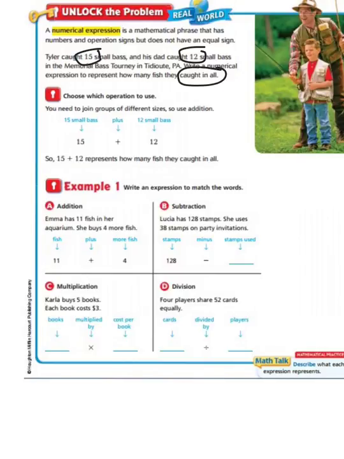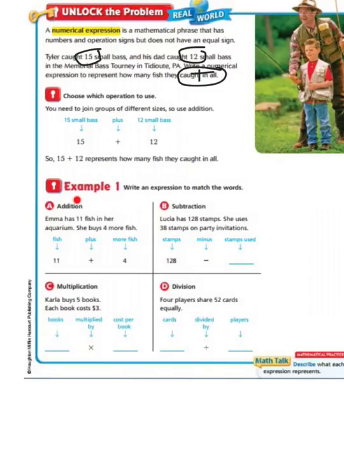Well, when you have two different numbers that we need to join together to get a total, we know that we need to use addition. So we are going to use 15 small bass plus 12 small bass. So 15 plus 12 represents how many fish they caught in all. It's not asking us to find the sum, it's asking us to write a numerical expression to represent how many fish they caught in all.